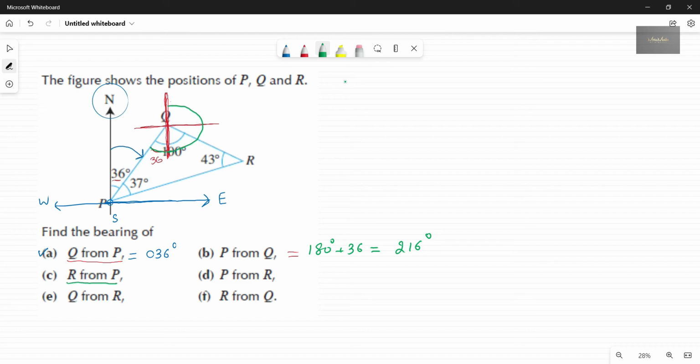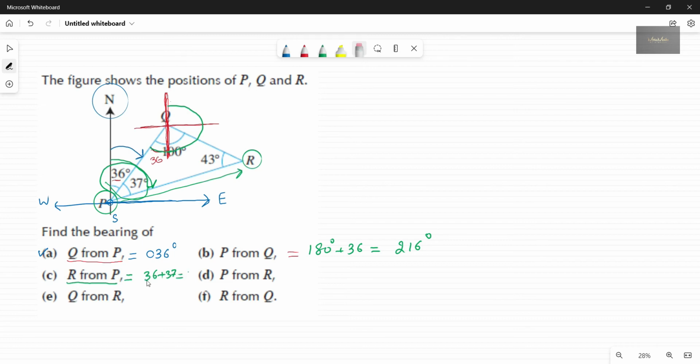Now R from P, C part. R from P, you can see this is the line PR going in this direction, right? And P is the destination, R is the origin. So what you need to do, you have to make an angle from the line of north to the line of PR, and you can see on your diagram it is the combination of these two angles, 36 and 37. So you have your answer. You have to add both of these angles, 36 plus 37.